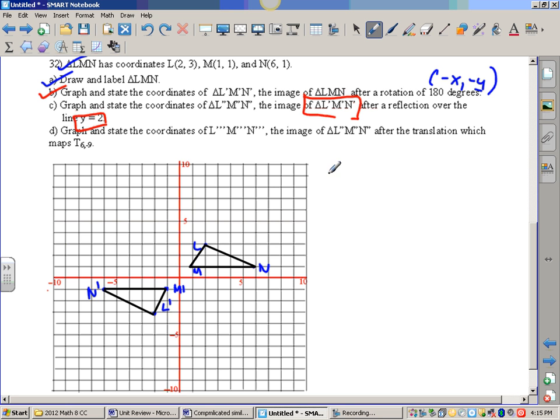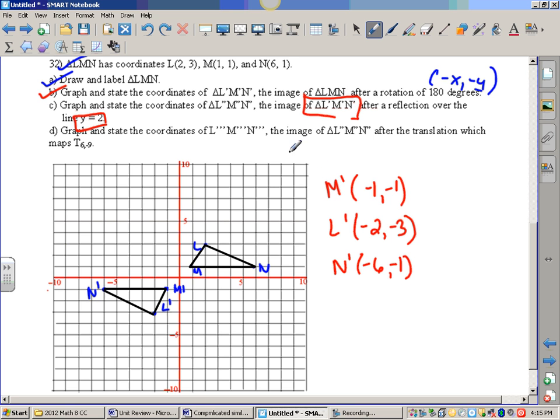All right. So we have M prime was at -1, -1. L prime was at -2, -3. And N prime was at -6, -1. It's okay if you have a different order. It'll all be the same thing.